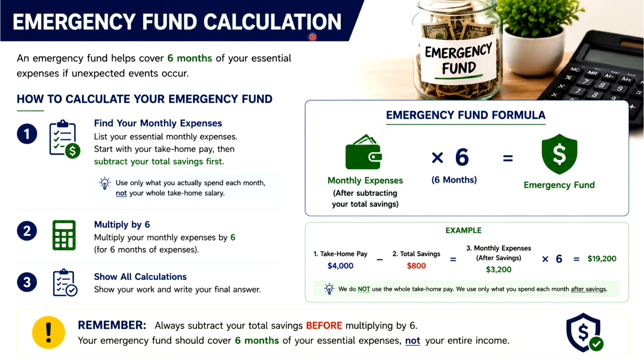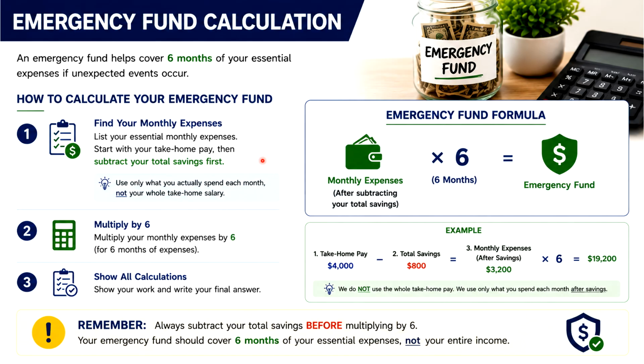The final calculation in Part 2 involves an emergency fund. This is in Part 2D. Financial experts commonly recommend having enough savings to cover 6 months of expenses. To calculate your emergency fund goal, determine your monthly expenses and multiply that amount by 6. Be sure to show the complete calculation and clearly identify your final answer.